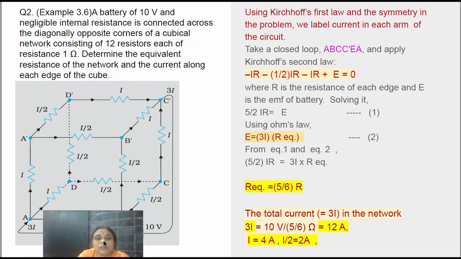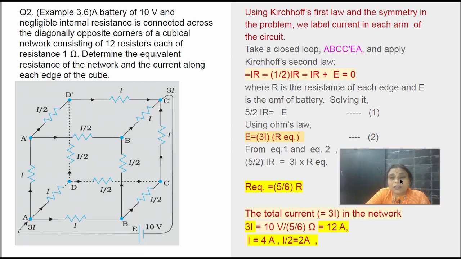Now, this question is a resistance question, cube resistance rather. A battery of 10 volts and negligible internal resistance is connected across diagonally opposite corners of a cubical network consisting of 12 resistors, each of resistance 1 ohm. So we have a question like this where we have a cube.